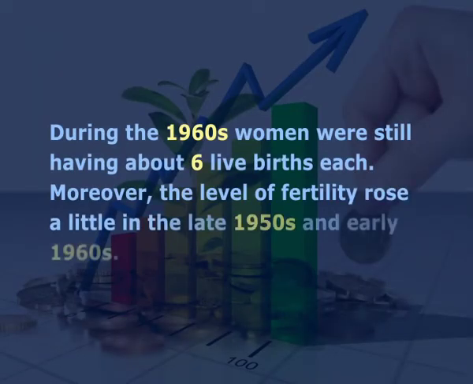During the 1960s, women were still having about 6 live births each. Moreover, the level of fertility rose a little in the late 1950s and early 1960s. This rise was probably partly due to reductions in widowhood consequent upon the advent of sustained mortality decline. However, it may also have reflected various other modernization effects, like increases in coital frequency and disruption of traditional patterns of breastfeeding. A fall in the country's birth rate is only really detectable in the 1970s.